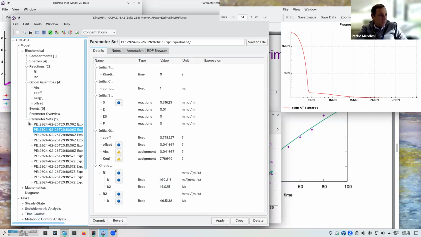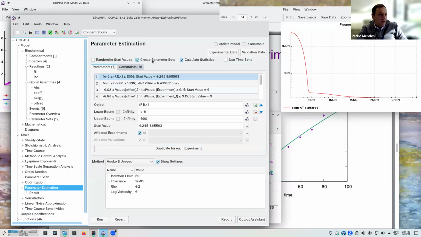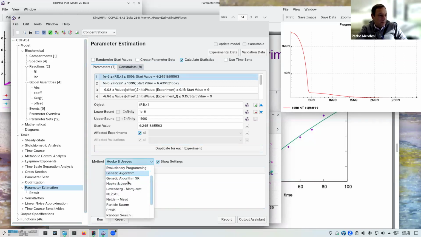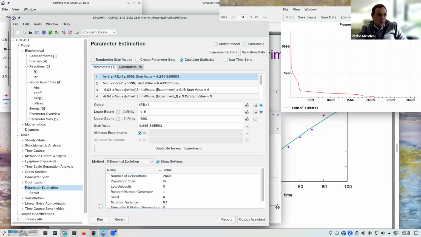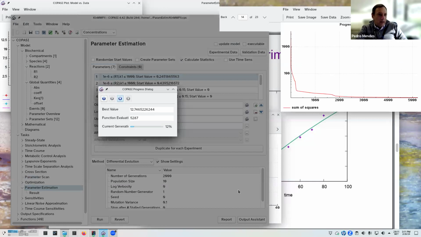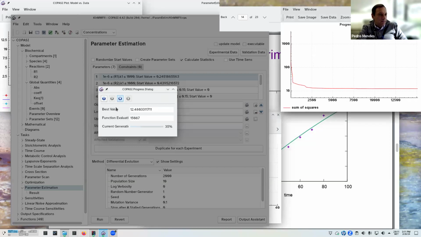But you may not want to create so many parameter sets. If you don't want to do that, you can just run. Let's run a different one now. And at the end of that run, again, you may want to stop when you think that you're converged. So I'm going to stop it. You press the stop button.